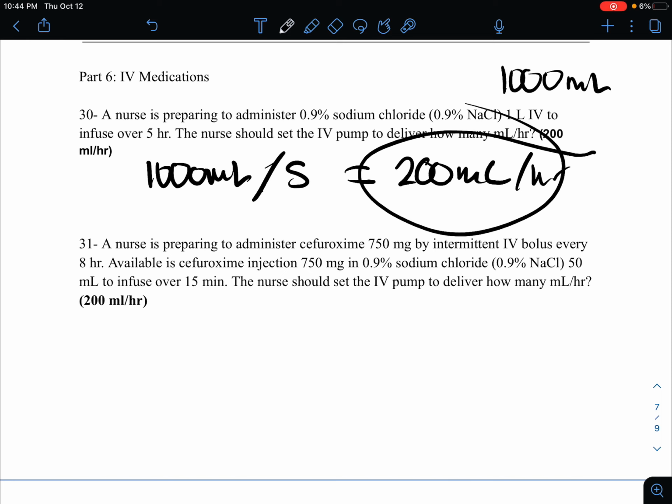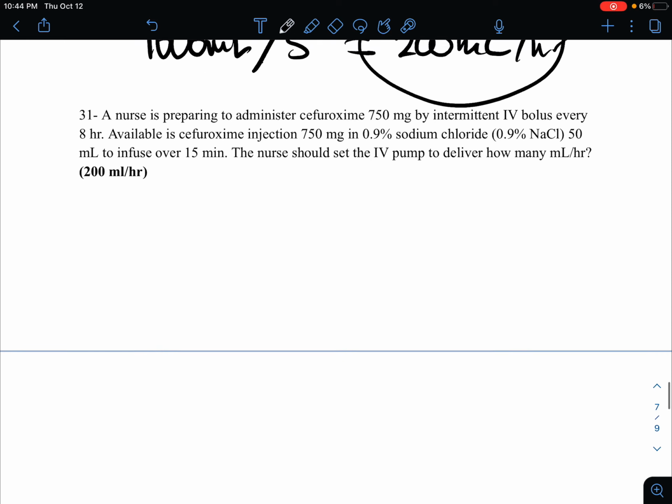So that's pretty simple. Now we're going to get into something a little bit more complex. Honestly, these aren't as complex as we think they are. So, okay, let's start. A nurse is preparing to administer 750 milligrams every 8 hours. Available is 750 milligrams in 50 milliliters to infuse over 15 minutes. How should you set the IV pump in milliliters an hour? That would probably confuse some people, but it's actually a lot easier than you think it is.